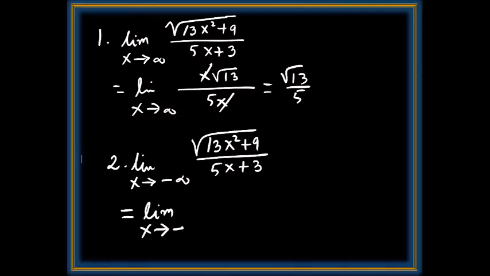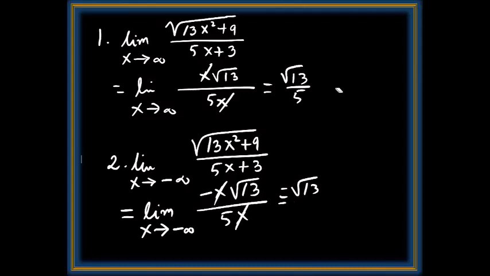We'll use the same concept. x approaches negative infinity. In the denominator we take 5x. In the numerator, now x squared will be x and it will come outside. And now since x is a negative number, I need to put another negative to make it positive. And then you will have the square root of 13. Now this x cancels out, and your limit is negative square root of 13 over 5. So let me write it clearly. See that finally we get negative square root of 13 over 5.